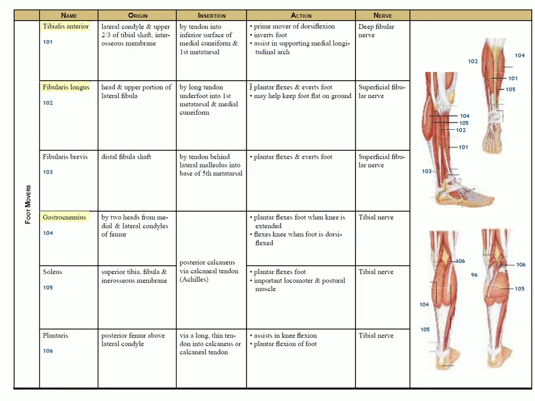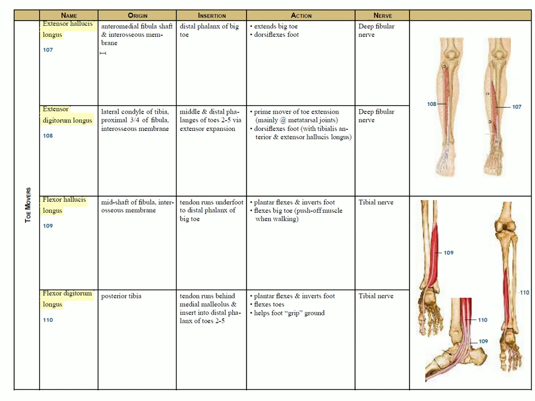And then our foot movers, we have our tibialis anterior, 101, right there. Anterior to the tibia, front of the tibia. Fibularis longus, that runs the length of the fibula, number 102, right there. Just runs alongside the tibia. And then our gastrocnemius muscle, number 104, that's your calf muscle. Muscle on the back of the calf.